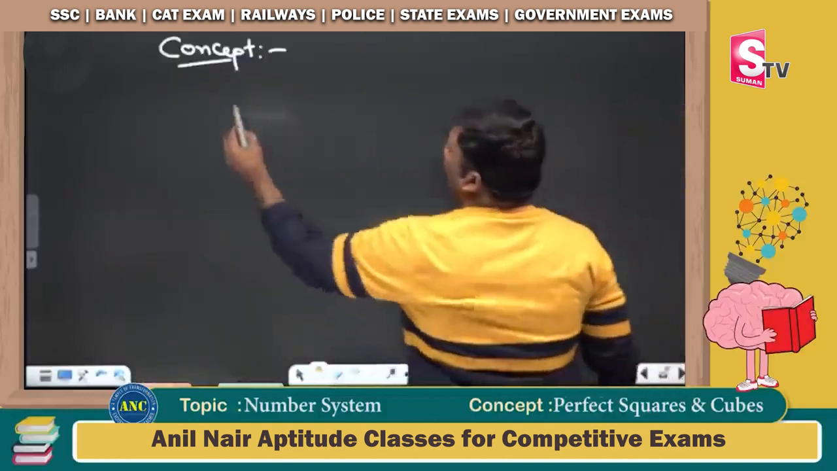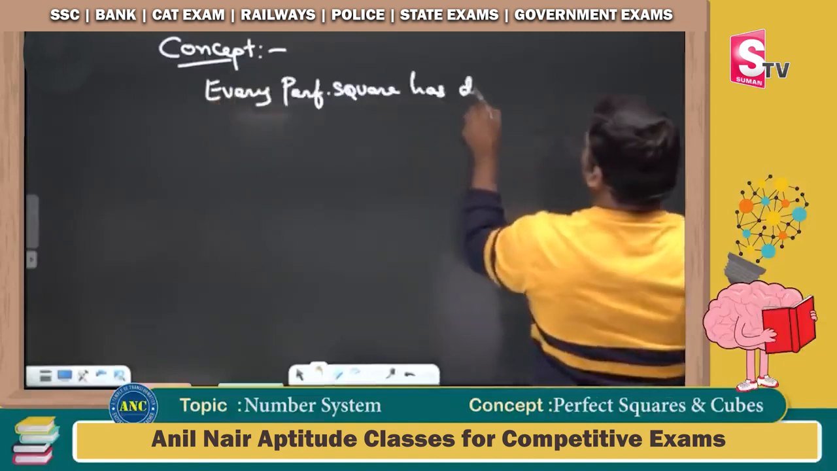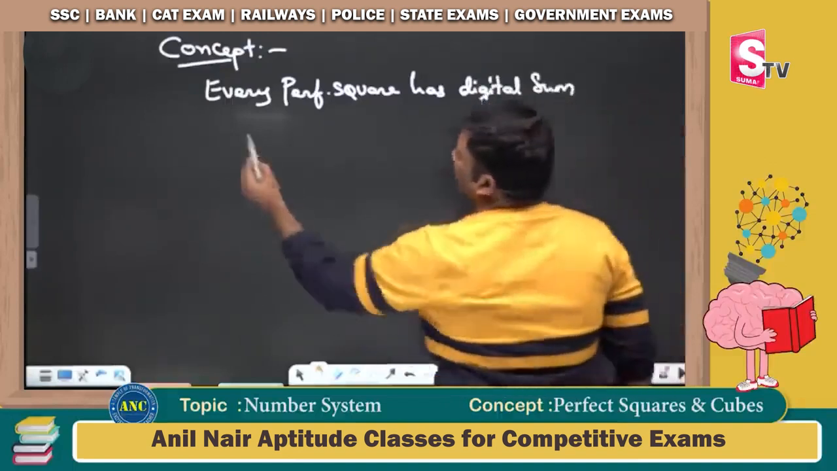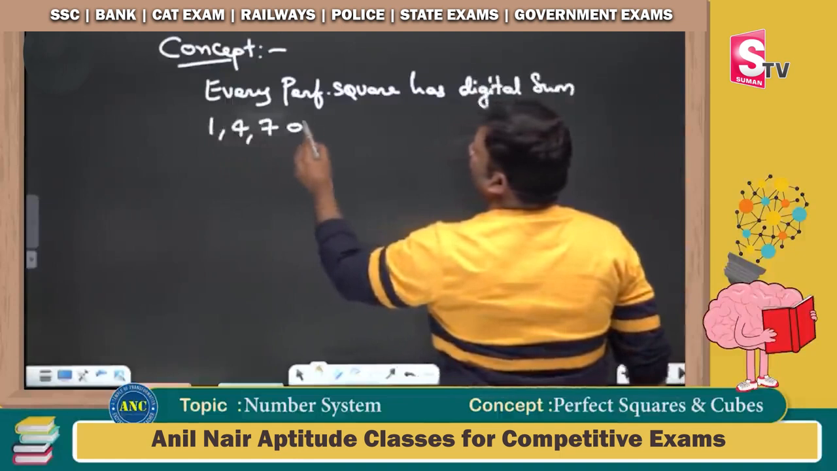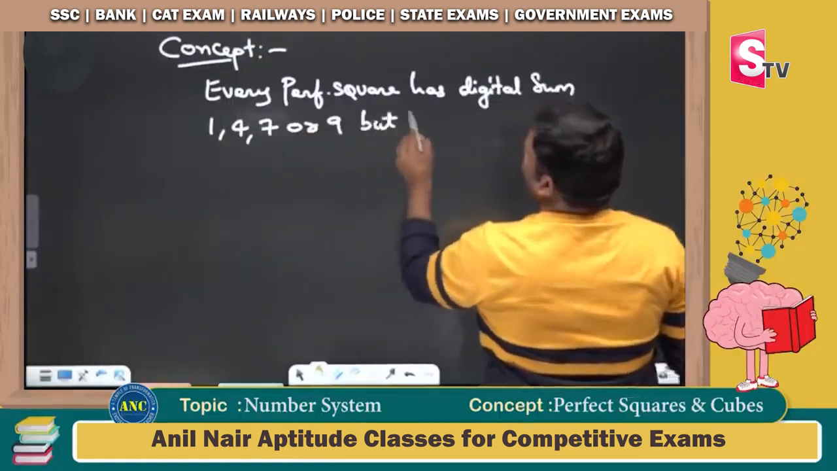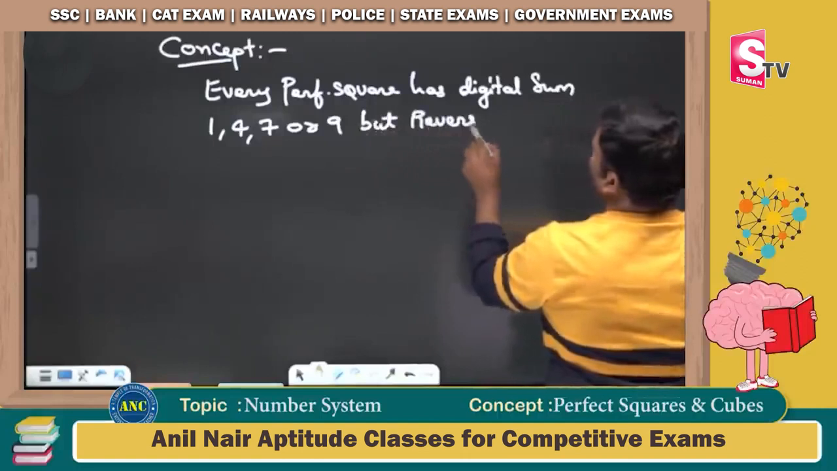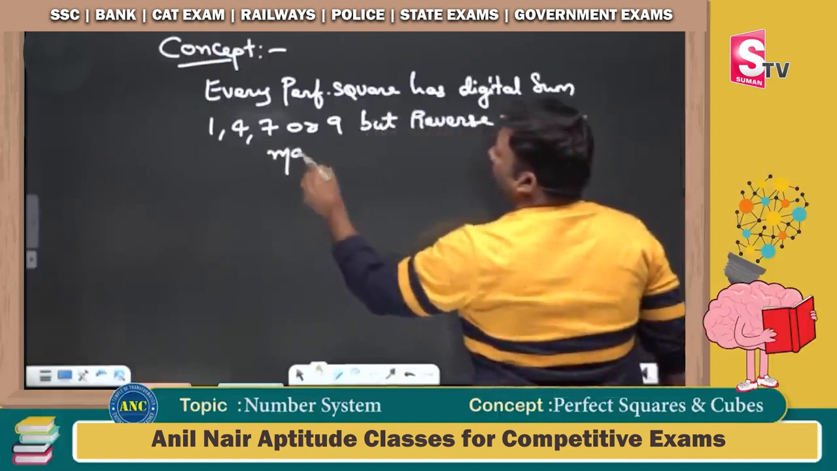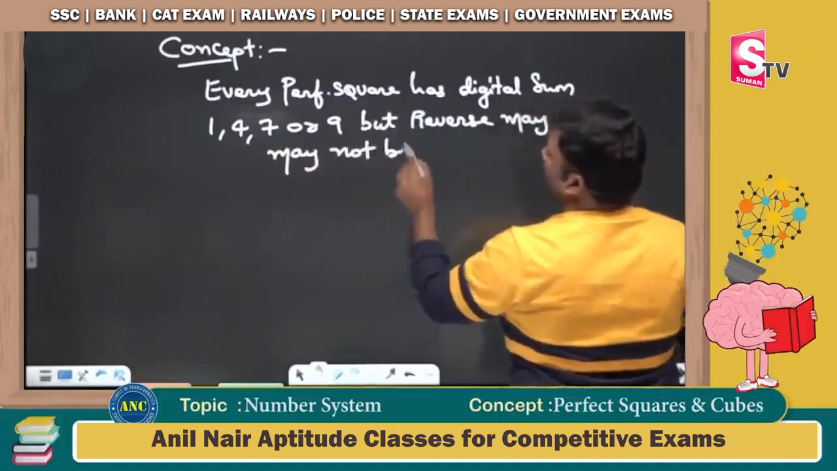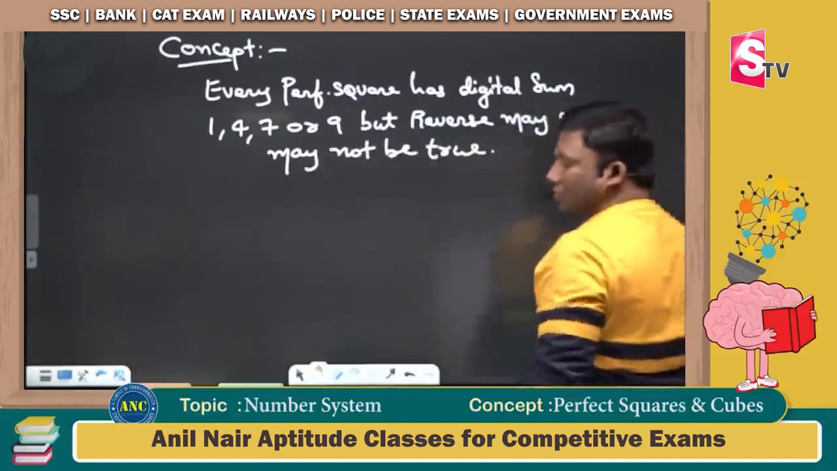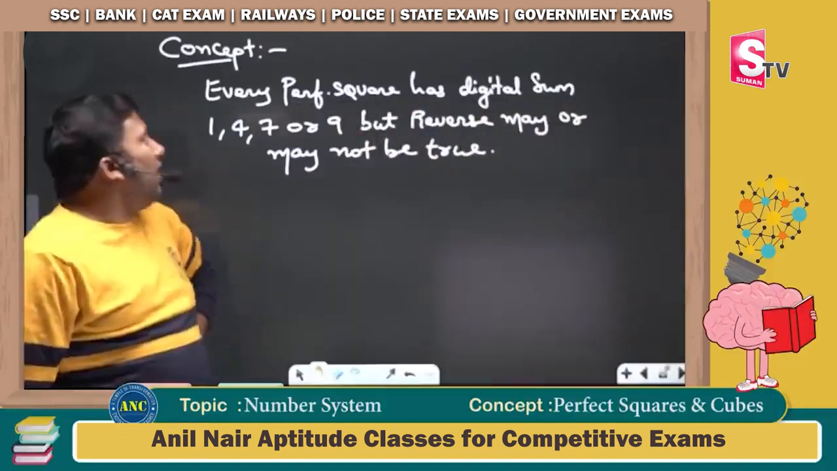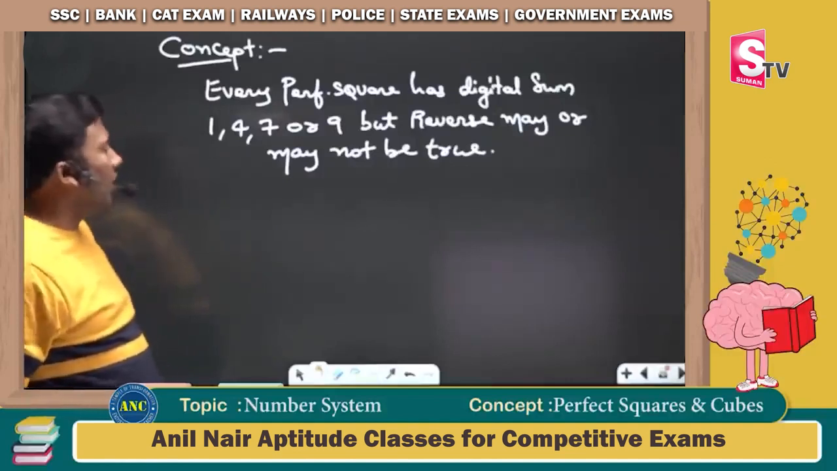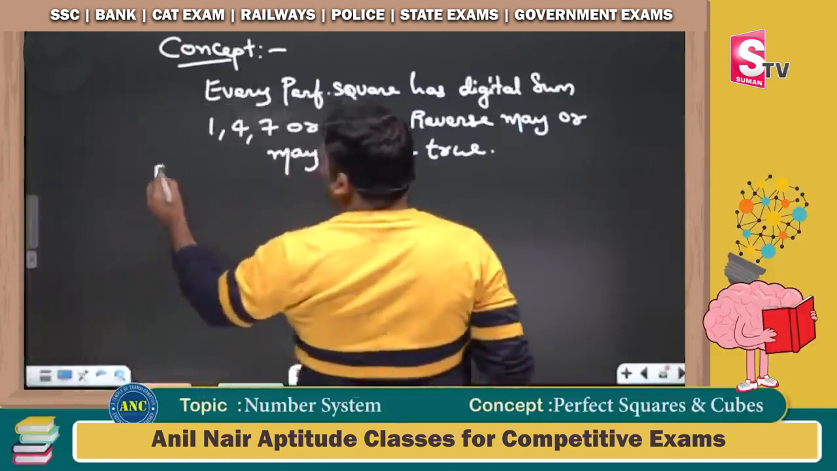Idea clear? Every perfect square has a digital sum of 1, 4, 7 or 9. But the reverse may or may not be true. Please make a note of it, sir. Very, very important key points. We will see the proof, then we will understand it clearly.